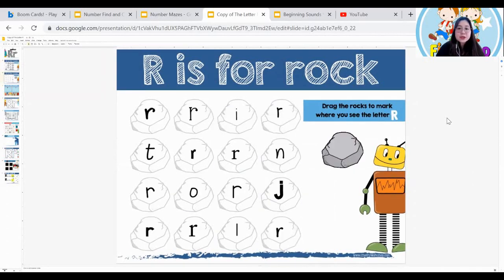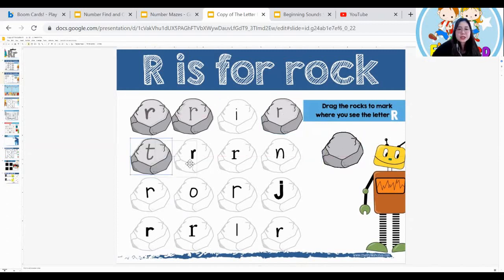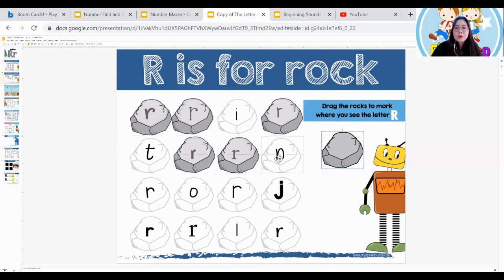So for lowercase letter R, we have to cover again, just like what we did with the capital one. Lowercase letter R, yes. Lowercase letter R, yes. Are you sure? Yes, it is. Lowercase letter R, no, it's the letter I. Lowercase letter R? Yes. Lowercase letter R? No, it's the letter T. Lowercase letter R? Yes. Lowercase letter R? Another yes. Lowercase letter R? No, it's the letter N.